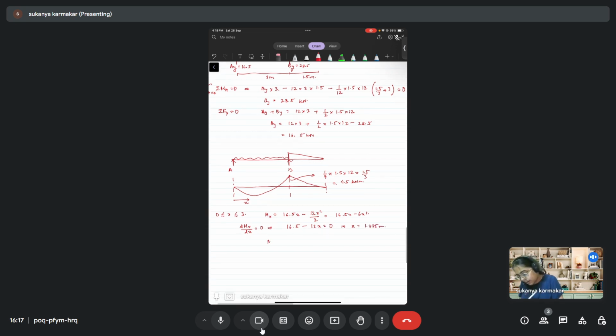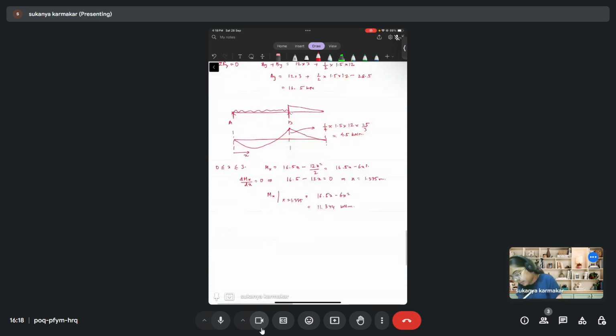There, let's calculate the moment at x is equal to 1.375. So 16.5x minus 6x square. If you substitute that, you will get that to be 11.344 kilonewton meter, and that is the maximum bending moment. So M max is equal to 11.344 kilonewton meter.